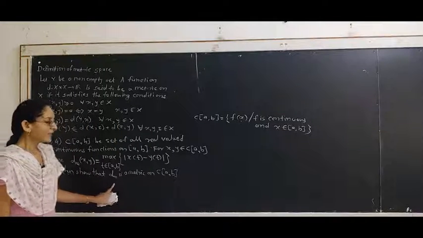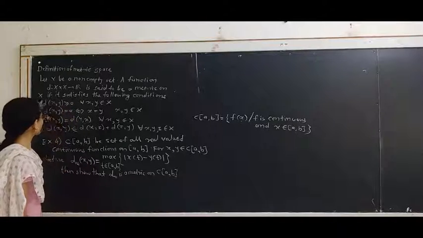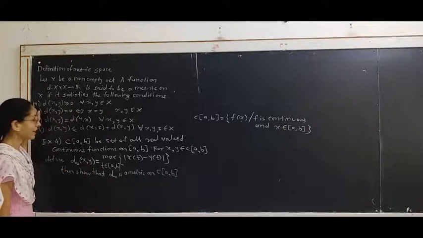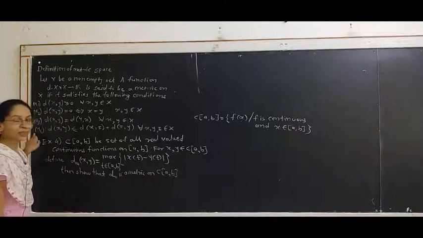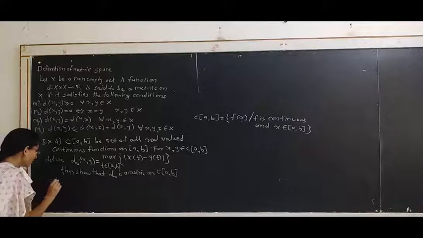For d infinity to be a metric on C[a,b], we must have 4 properties of the metric. Suppose they are M1, M2, M3 and M4. We go one by one. Solution.